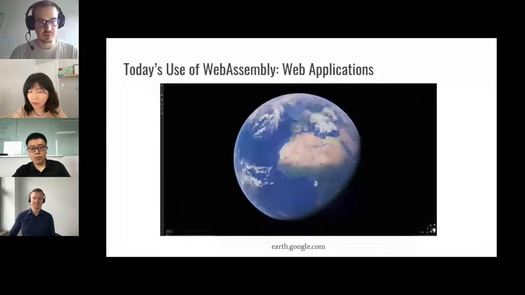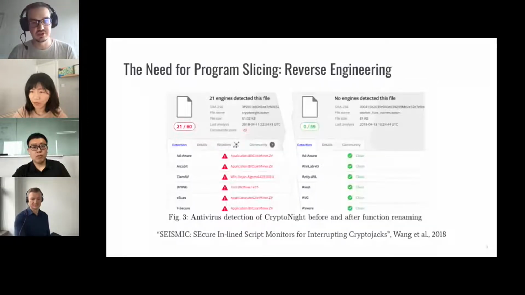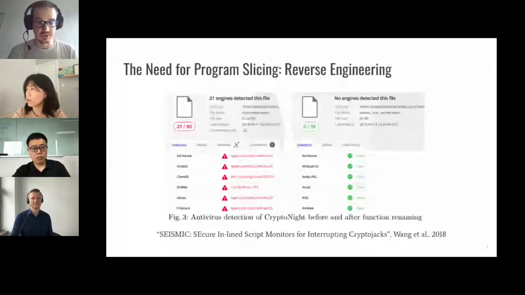If you look at how WebAssembly has been used in the past, some of its uses were malicious. As you visited malicious web pages, they would give you a WebAssembly program to execute that would, for example, mine cryptocurrencies behind your back. So we need tools to reverse engineer these WebAssembly programs. For that, we propose a program slicing approach.